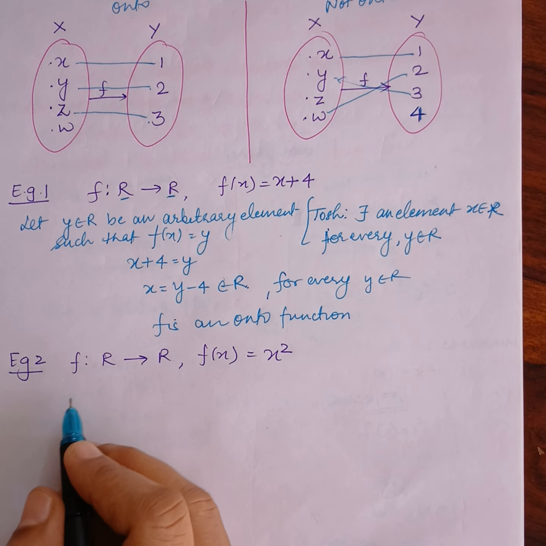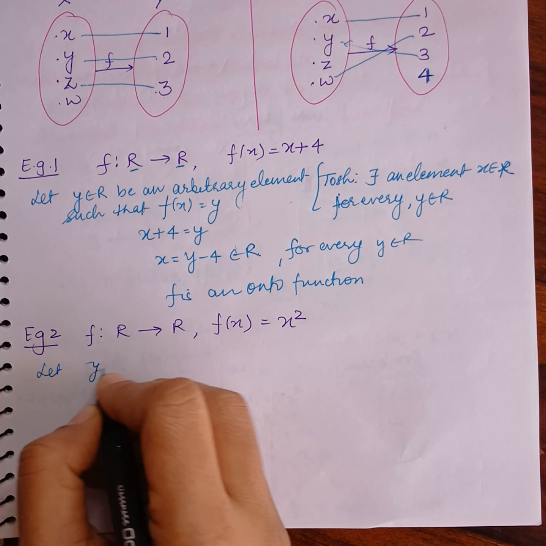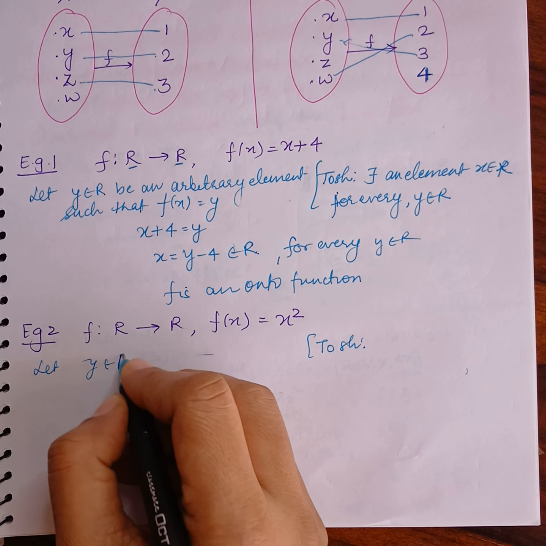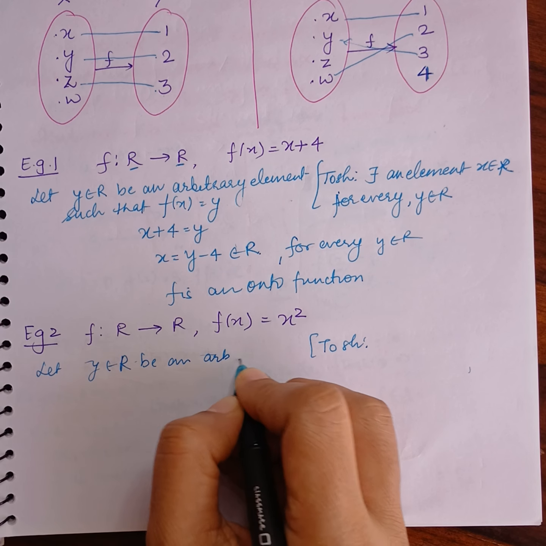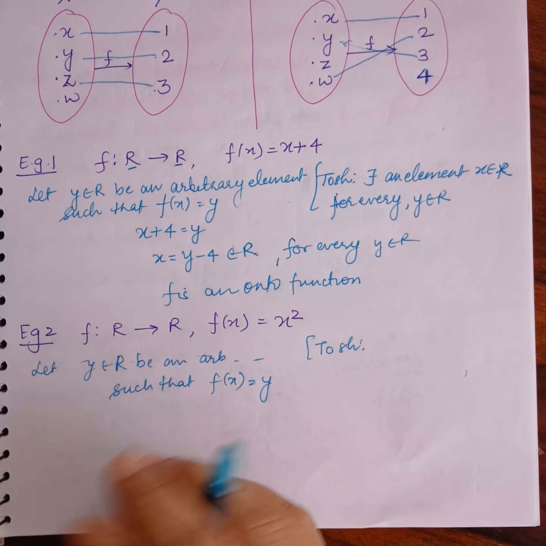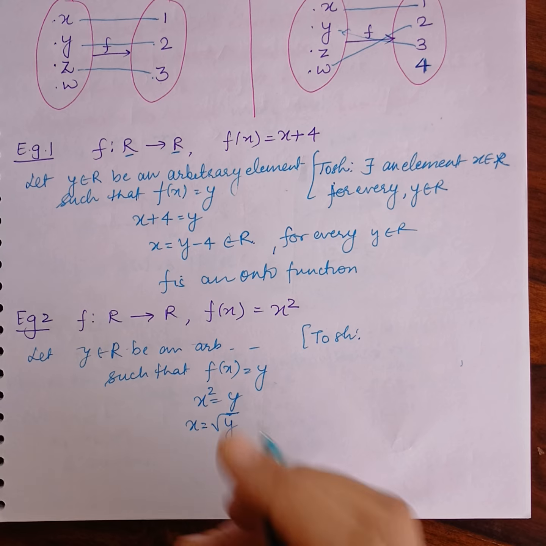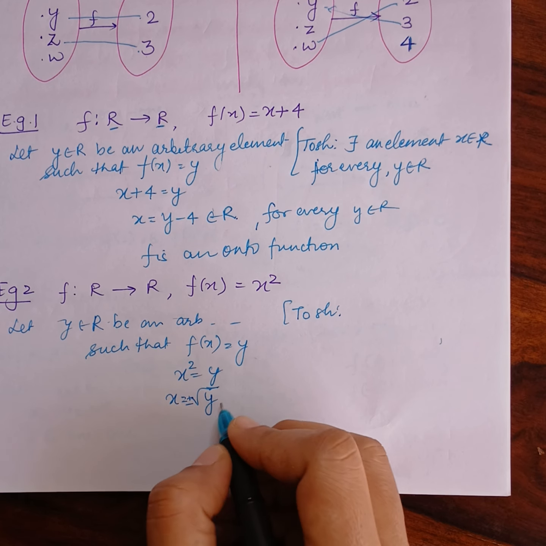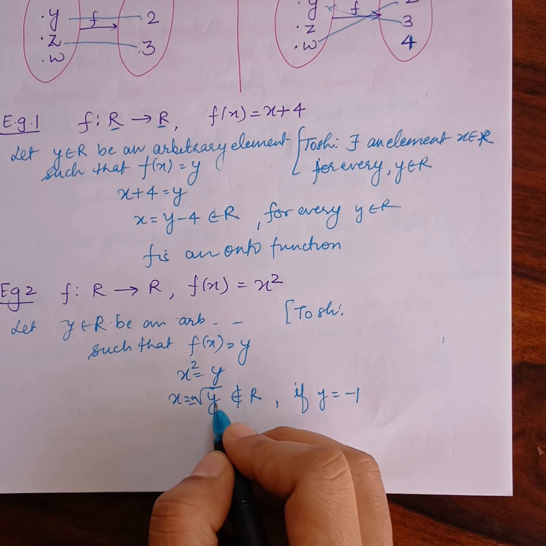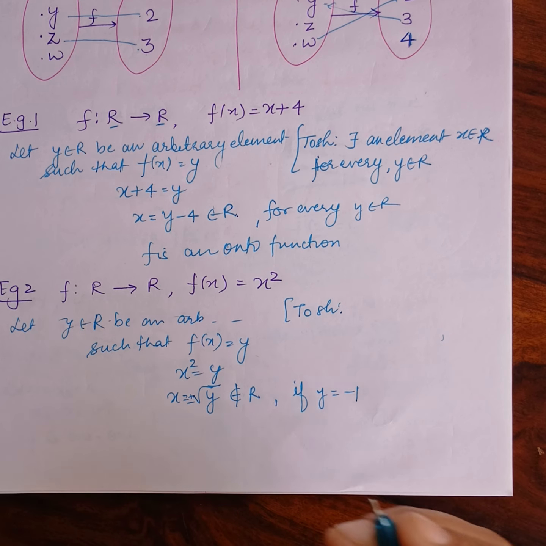Now another example is f from R to R, where f(x) is equal to x square. So here also I will consider, let y belongs to R be an arbitrary element such that f(x) is equal to y. Now here f(x) is x square. Now x square is equal to y, it means x is equal to plus minus under root y. But this does not belong to R if y is minus 1, because if y is minus 1, it will be under root minus 1, which is a complex or imaginary number, that is iota.